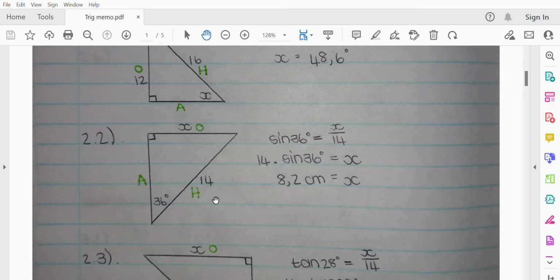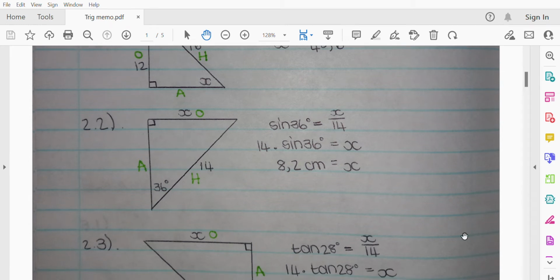Okay, so at 2.2, I've got to solve x. If I work from the 36, opposite that is x, and then hypotenuse is 14, en omdat ek oorstaan in skuins, het ek sin gebruik. So sin 36 is x op 14, nou moet ek eers ontslaan raak van die 14, so as ek hom oorvat, 14 times sin 36 will then be x, and that whole thing you can just put into your calculator en dit geef jou 8,2. Any questions at 2.2?